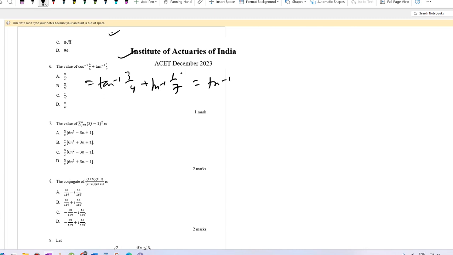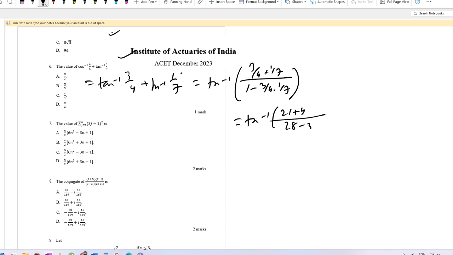We can apply the formula normally of the tan inverse, that is tan inverse of 3 by 4 plus 1 by 7 over 1 minus 3 by 4 into 1 by 7. So this is tan inverse 1, that is pi by 4. That's the answer to this question.